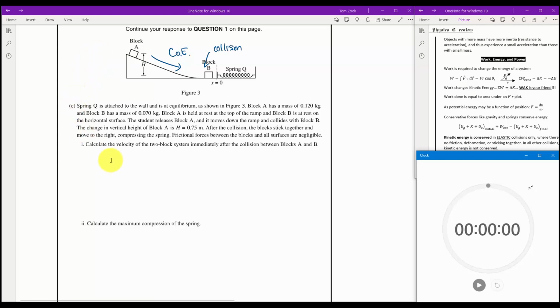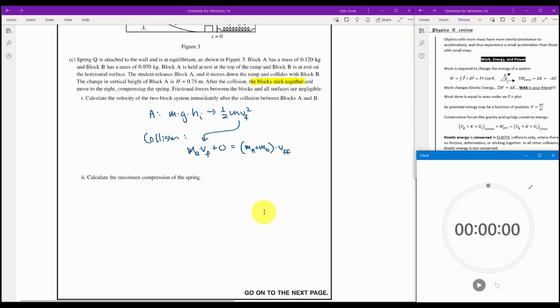I assume so. Let's see. Calculate the velocity of the two-block system immediately after the collision between the blocks. To get this one, for block A, I'd say M times G times H initial turns into 1/2 mv squared for the final velocity that it has. And then for the collision, I would say m_A times that v_f plus zero, because block B is at rest, is going to be equal to, sorry, it says they stick together, so m_A plus m_B times some new v final. So I would calculate that, and that's how I would get the maximum velocity after the collision.